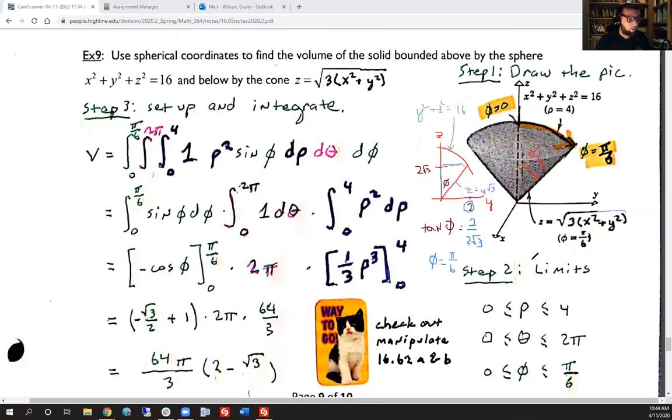Are people okay with that as an explanation for why we can claim this angle is pi over 6? That was not a convincing yes, but it wasn't a question either.